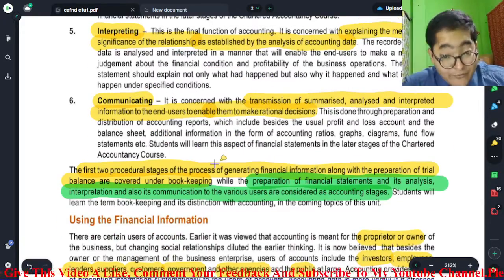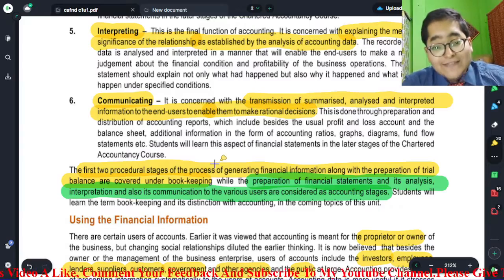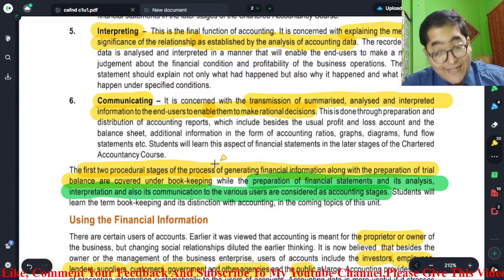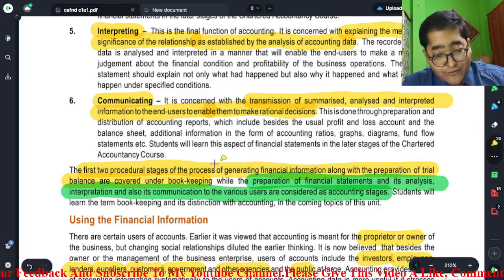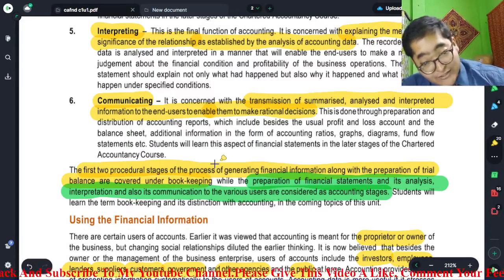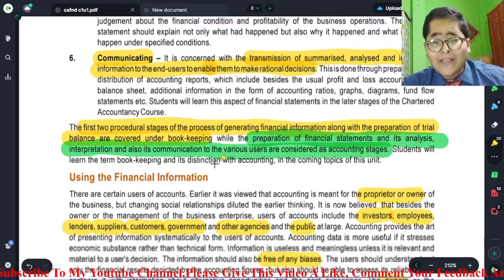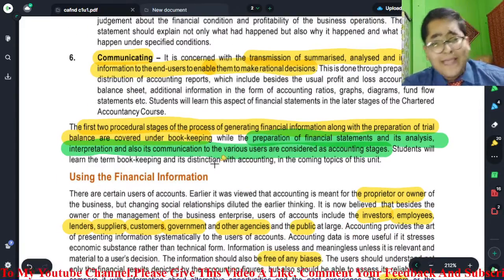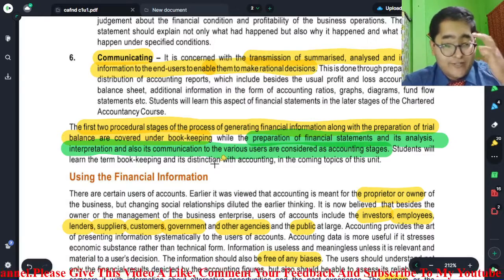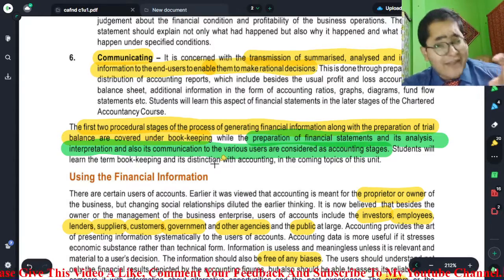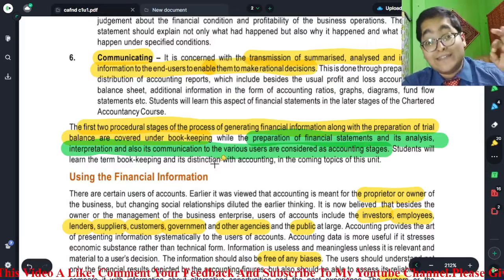Last comes communicating. Communicating is the transmission of summarized, analyzed, and interpreted information to the end users to enable them to make rational decisions. Communicating in accounting is aimed at enabling rational decisions. Rational means correct decisions or right decisions.